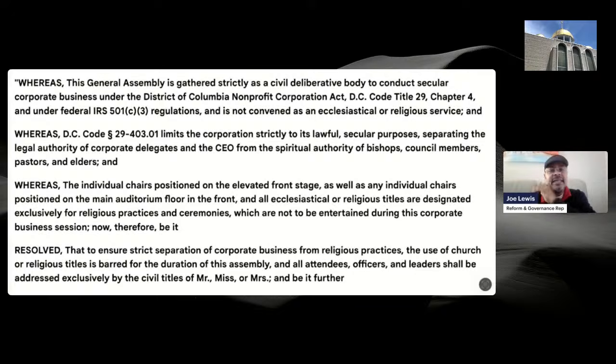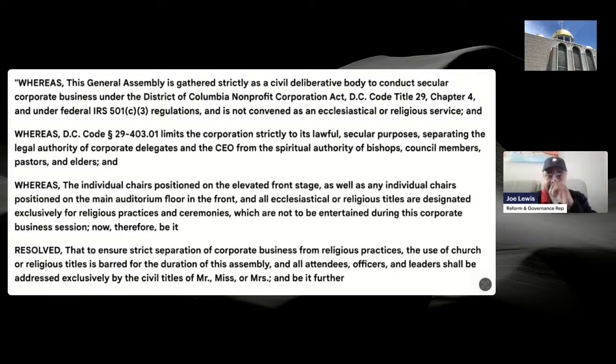So where you see that it is gathered strictly as a civil deliberative body to conduct secular business, that is pretty straightforward. It is saying we have nothing to do on this side with anything religious. This is all secular business to be conducted over here. It keeps everything business related, with nothing that can be misconstrued from the religious practices of the organization.